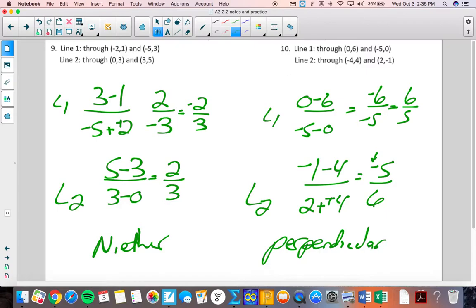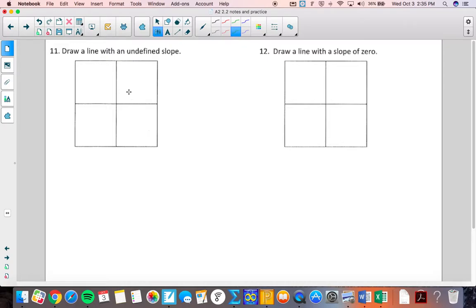Last but not least, draw a line with an undefined slope. That is a vertical line. Draw a line with a slope of 0. Check your notes. That is a horizontal line. Is that all we have to do? Oh my goodness, that was beautiful.